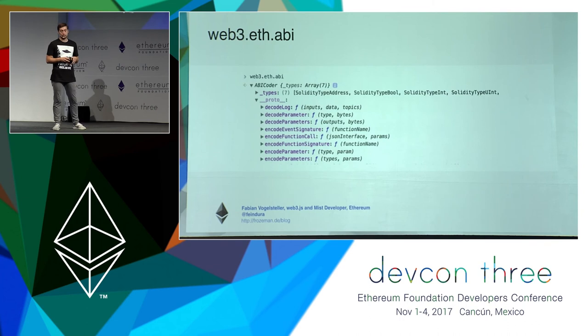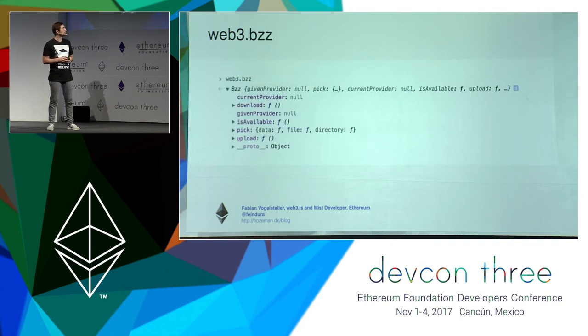We have ABI encoding and decoding functions directly. I think this is very important, because you are now able to encode your own ABI calls and decode them, and you have all of this, which was before internal to Web3.js, exposed and nicely named. It can even decode a whole log automatically.